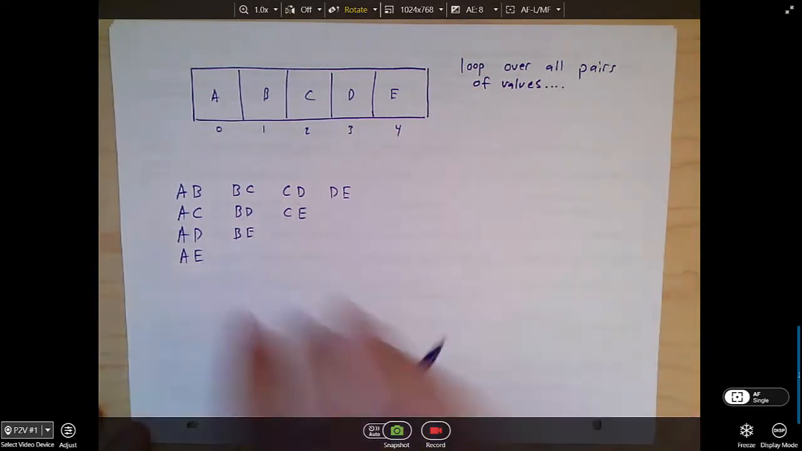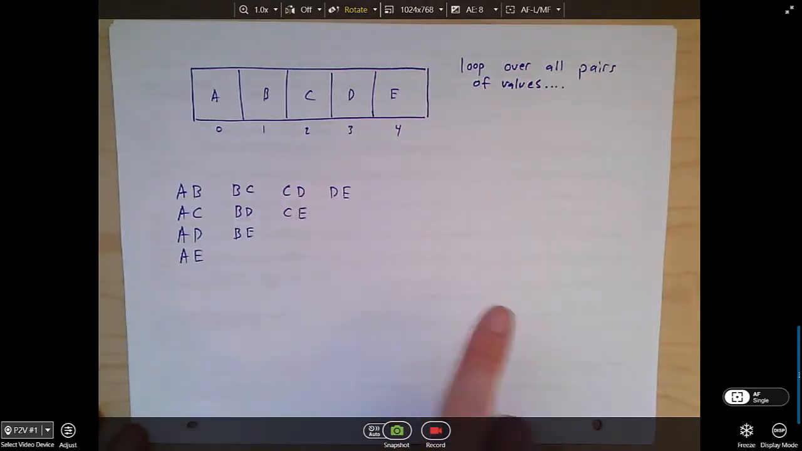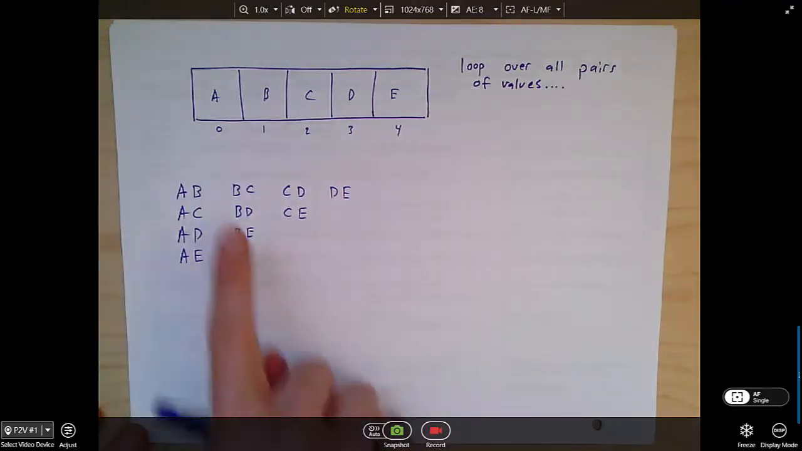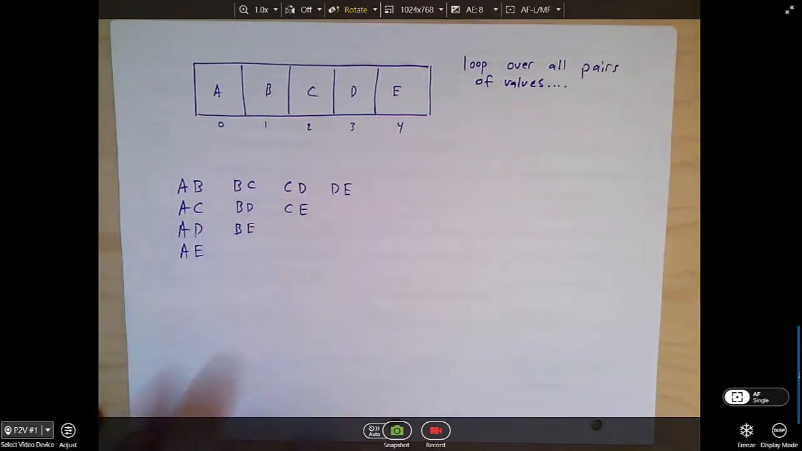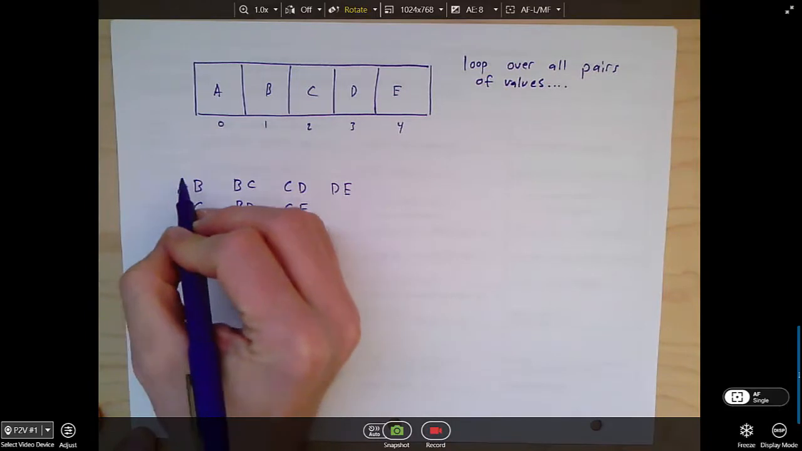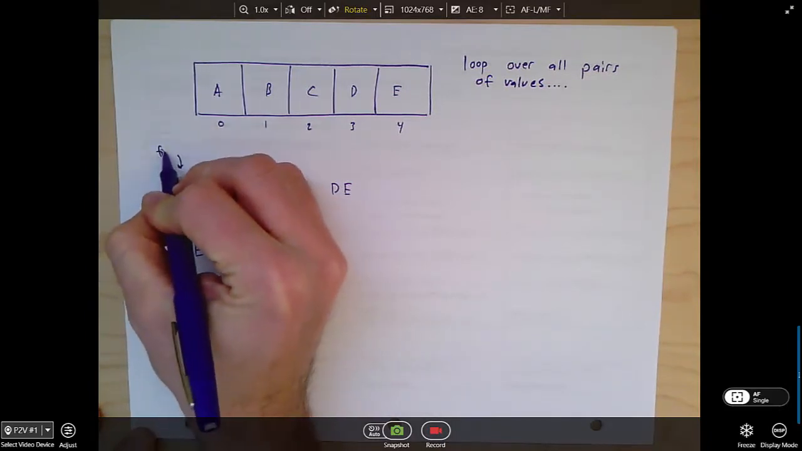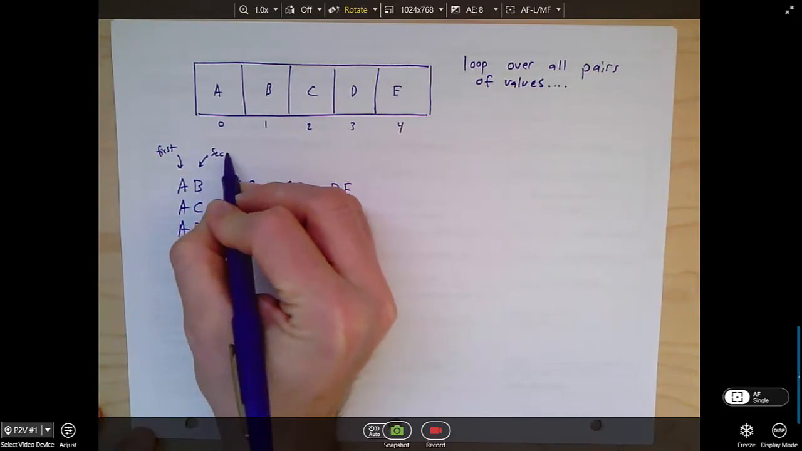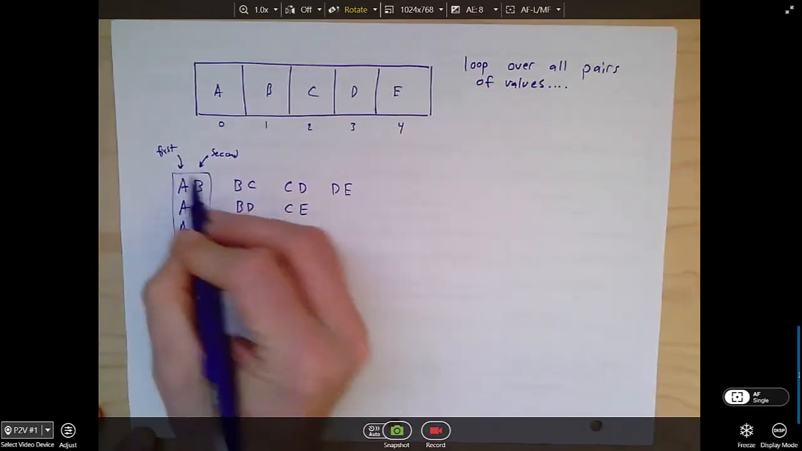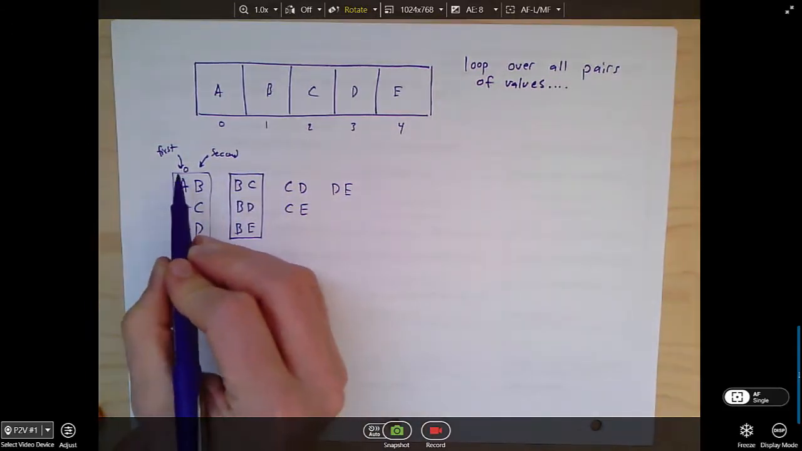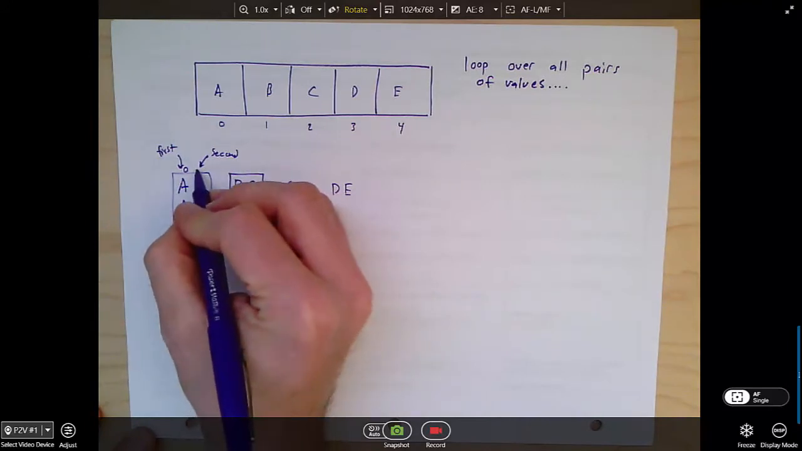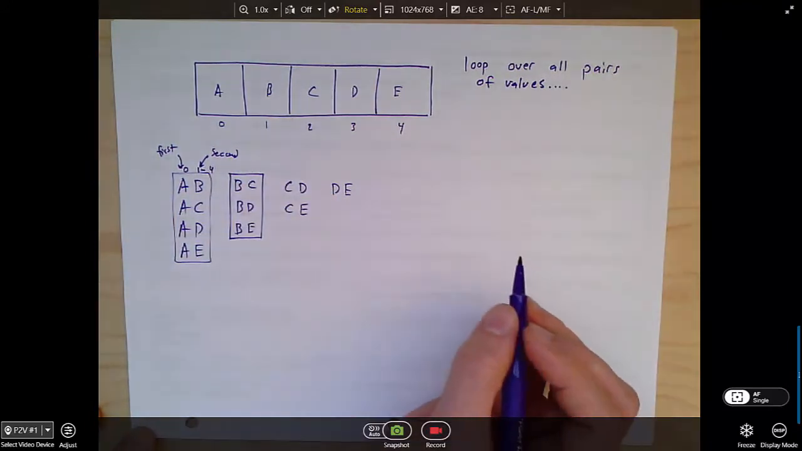So the whole trick is to take this systematic approach that we just did, and figure out how to write it down as an algorithm. I know that if I'm accessing array elements, I have to think in terms of the indices. So let's pay attention to which indices I was visiting. It seems like I always have a first value and a second value. And it looks like I start with my first value at location 0. And while my first location is 0, my second value goes from indices 1 to 4.